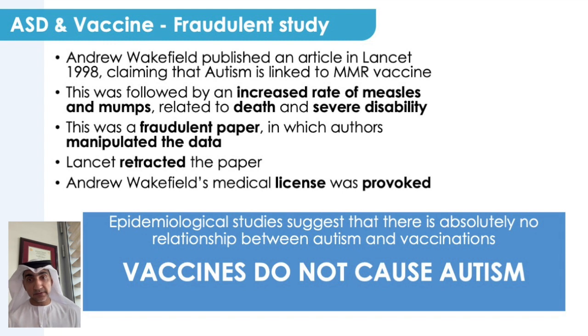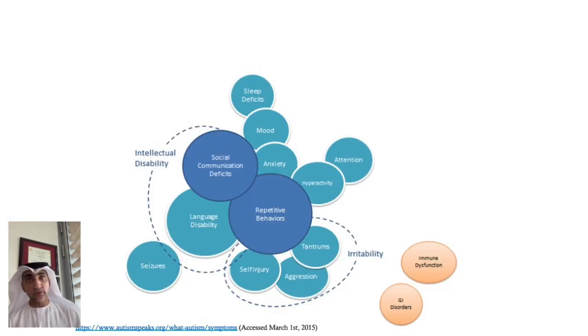Although this is very well established by now, I think it's still important to remind ourselves and everyone that autism is not caused by vaccines. Vaccines do not cause autism, very clearly. This is based on high quality evidence and studies and meta-analysis. This slide from Autism Speaks is quite important and informative.